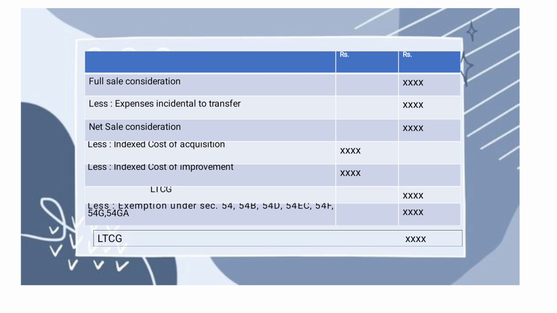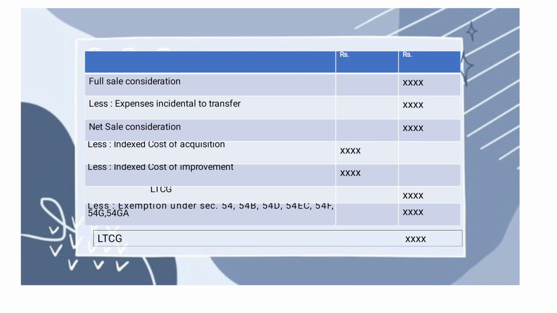Then indexed cost of any improvement. It means an amount which bears to the cost of improvement the same proportion as the cost inflation index for the year in which the asset is transferred bears to the cost inflation index for the year in which the improvement to the asset took place. That is indexed cost of improvement.